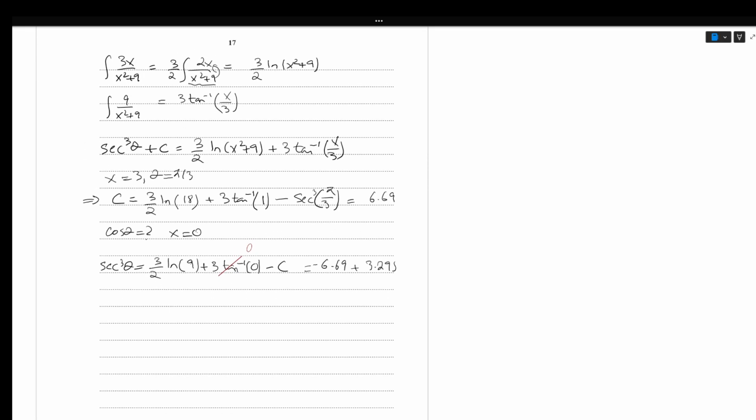ओ, मैंने c की वैल्यू गलत निकाल ली, मैंने tan inverse के बाद sec cube माइनस नहीं किया था, सॉरी. 3/2 ln 18 plus 3 tan inverse of 1 minus 1 over cos of pi by 3 का cube. एक्चुअल में it's -1.308. मैंने ये चीज़ अपने कैलकुलेटर में पुट नहीं की थी बेसिकली. तो sec cube theta would be 3.295 minus 1.308, 1.987.